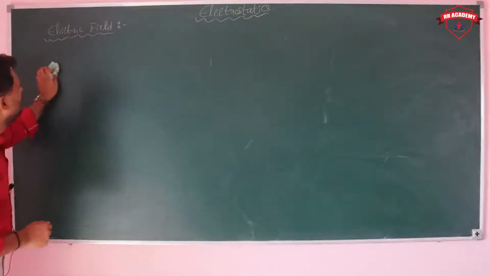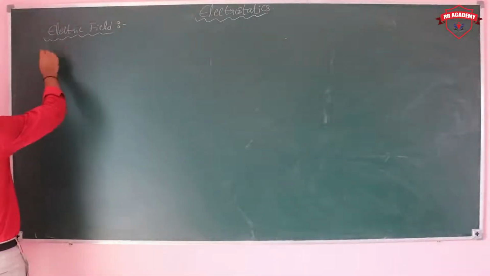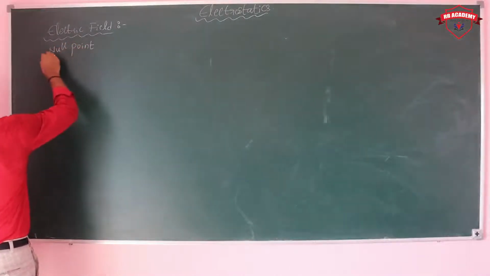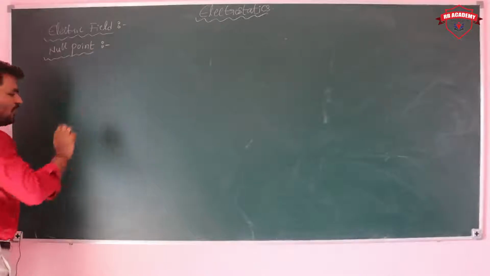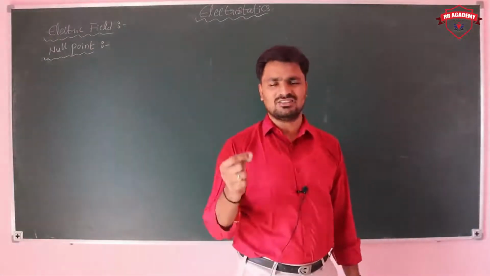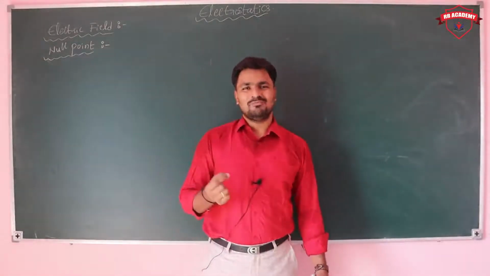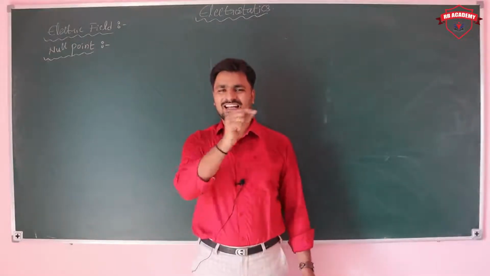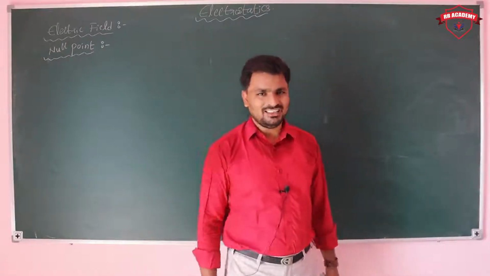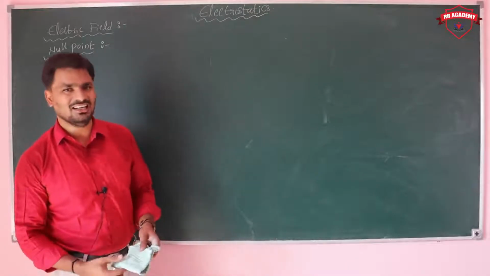Here we'll solve the problem, but before that we will discuss a small concept, that is a null point. Which point? Null point. Null point means the point at which the net electric field is zero. Null means zero. The point at which the net electric field is zero is called the null point.